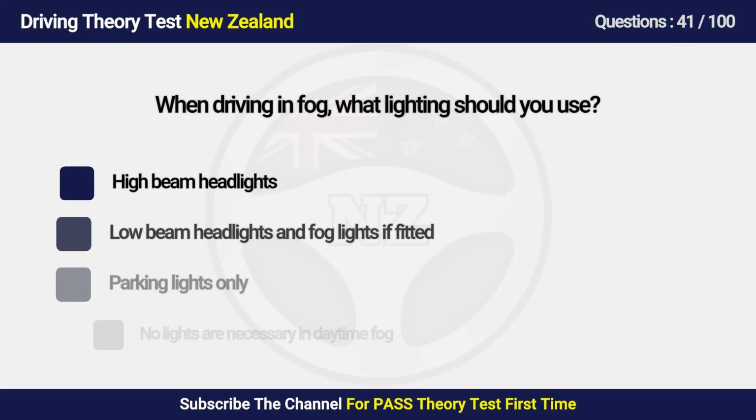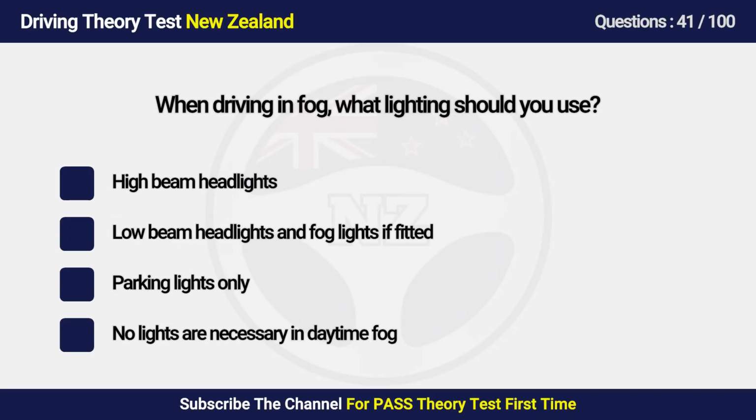Question 41. When driving in fog, what lighting should you use? A. High beam headlights. B. Low beam headlights and fog lights if fitted. C. Parking lights only. D. No lights are necessary in daytime fog.